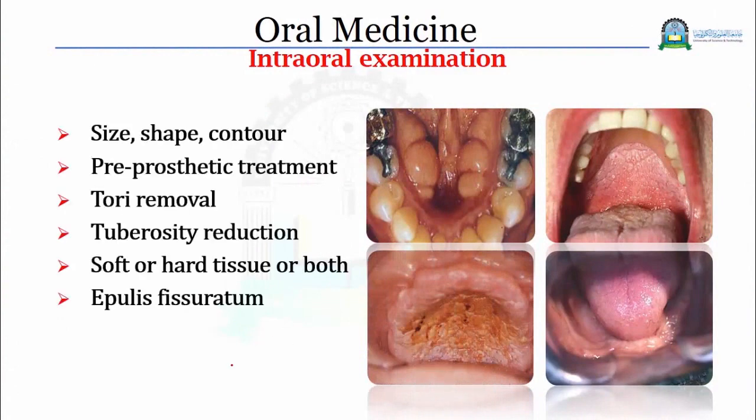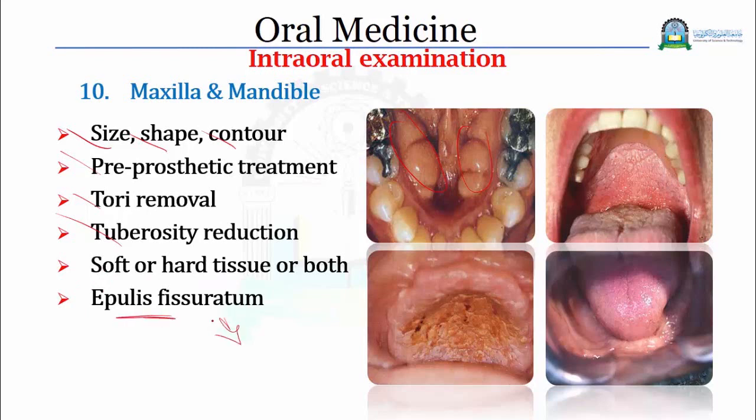In the intraoral examination, you also need to examine the maxilla and mandible: the size, shape, and contour of the mandibular jaw or the upper jaw. Consider whether there is any need for pre-prosthetic treatment, such as tori removal, as we see in these pictures, or tuberosity reduction in the upper arch, soft and hard tissue or both. If there is soft or hard tissue needing surgical removal, epulis fissuratum.